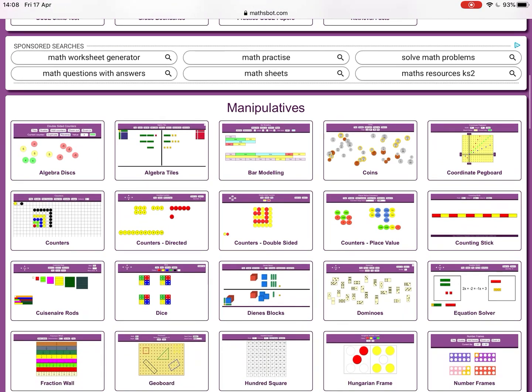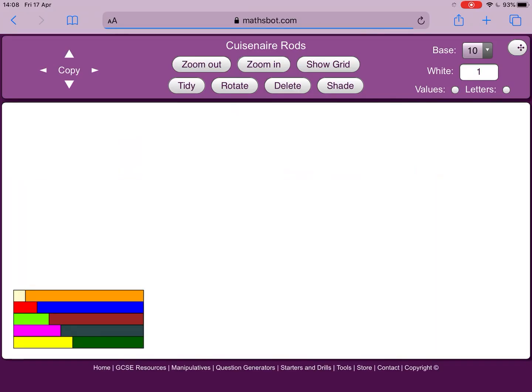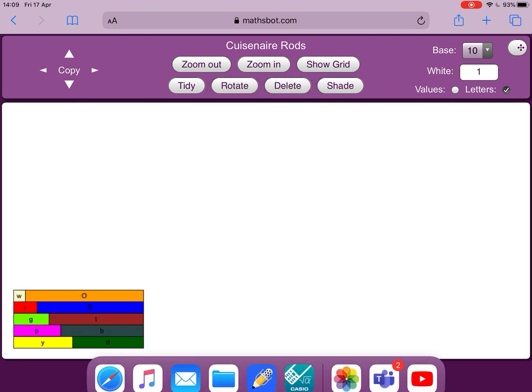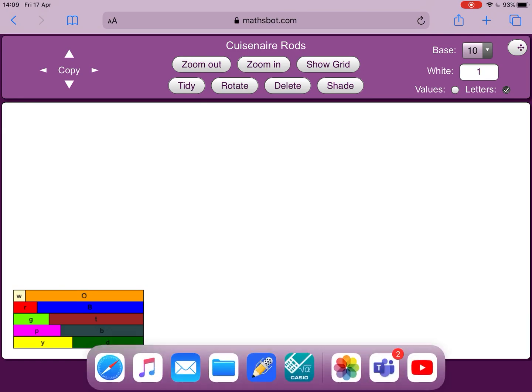Okay, so I'm going to scroll up and we're looking for cuisenaire rods. So there we go. I'm going to click on cuisenaire rods. Now we're looking at variables, so I need it to be letters, not values, and these are the same letters that are in the video that explains all about coordinates and variables. This is really just to show you some examples of work that you can do to answer those questions at the end of the coordinates and variables 2 lesson. Okay, so we're going to have 3 examples today for you to do, and you can write these in your book.